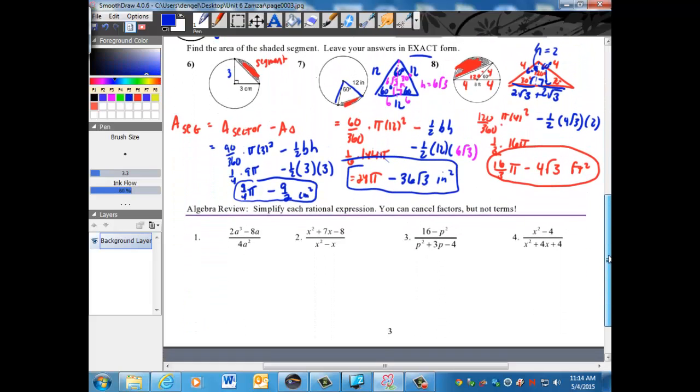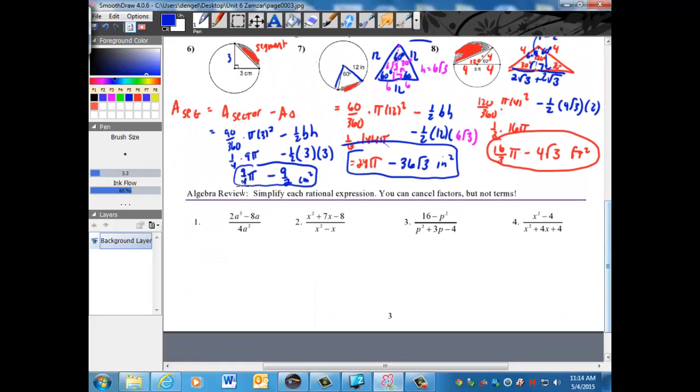Okay, let's hit up the algebra review as well. We have 2a to the third minus 8a. These share a 2a. We get a squared minus 4. This is going to then factor more. A squared minus 4, a plus 2, a minus 2, all over 4a squared. And we can reduce this down.